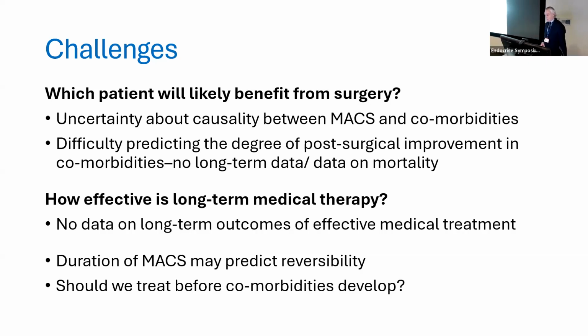But I agree with my previous speaker: why should we wait until comorbidities actually develop? Because we don't necessarily do this with other diseases. And should we actually treat before comorbidities occur? The other thing is the longer patients have mild autonomous cortisol secretion, the less likely it's going to be reversible.